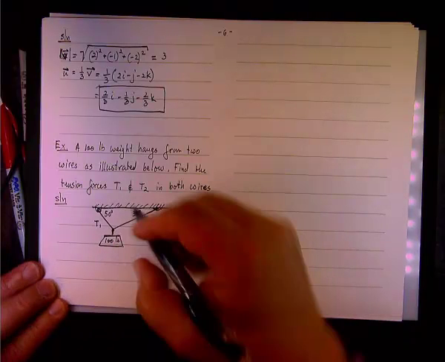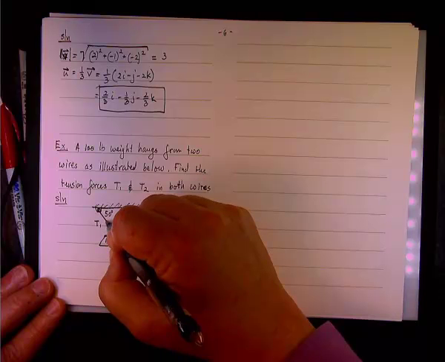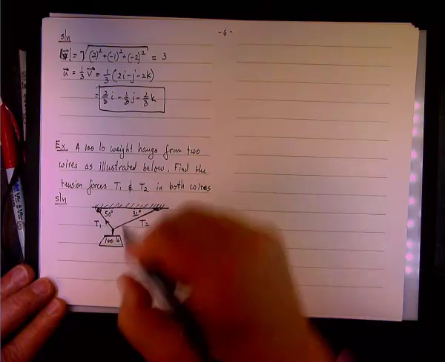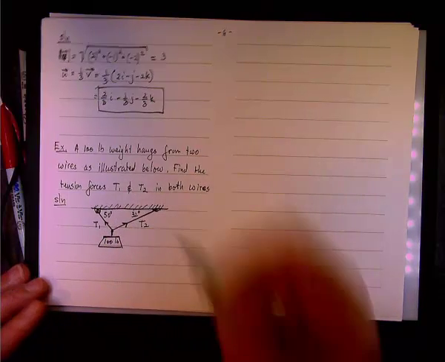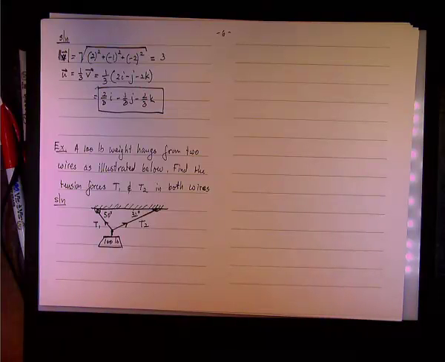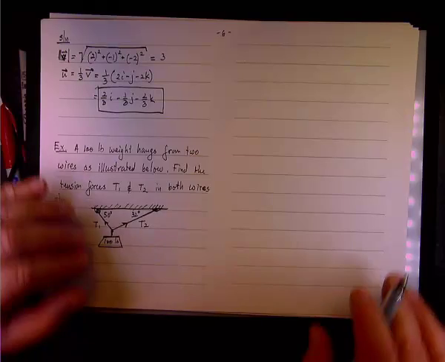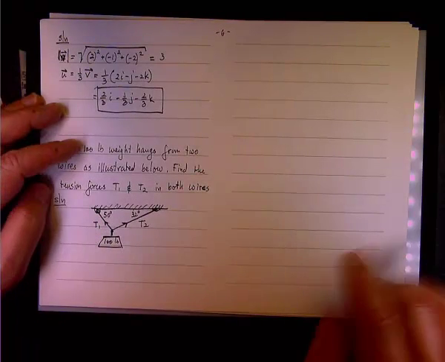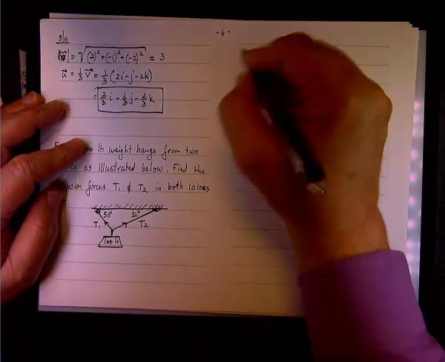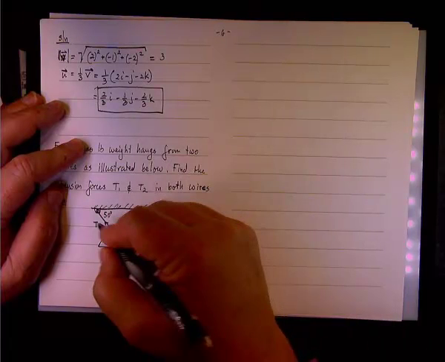So how are we going to go about it? Well, obviously each force, the tension force, can point only in the direction of the wire. So we're going to break the forces into horizontal and vertical components.